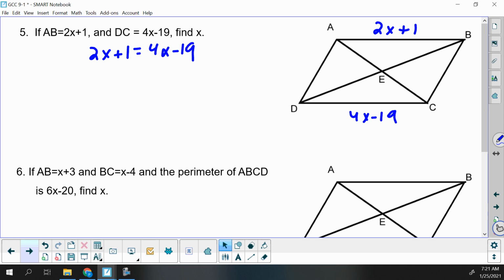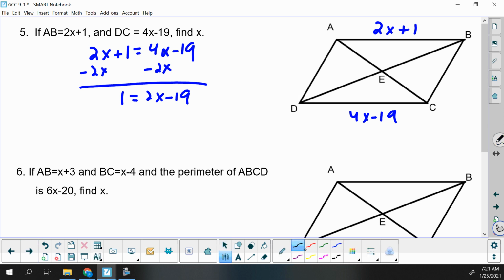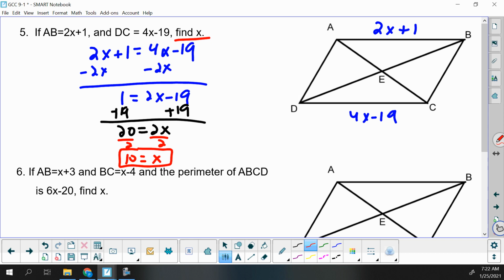And we'll just work to get the x's by itself. Maybe we'll collect the x's over on the right. We can add the 19 over, giving us 20 equals 2x. And divide by 2, and we get 10 equals x. In this course, anytime you find a variable, reread the question, see if that's what we wanted, and in this case, that is what we wanted, so we're actually done.